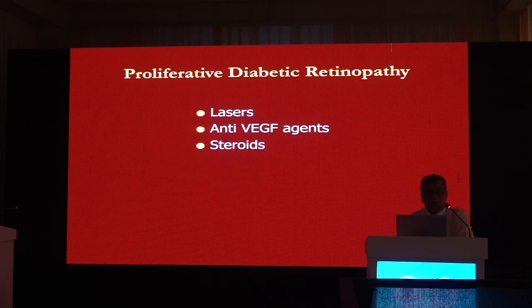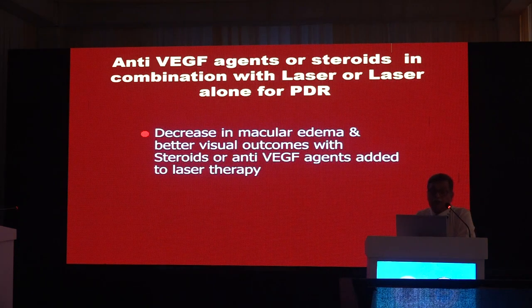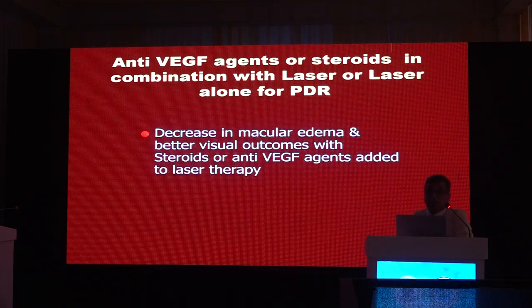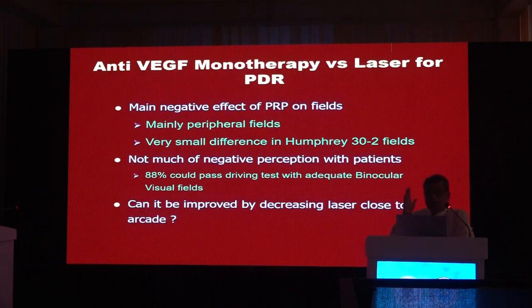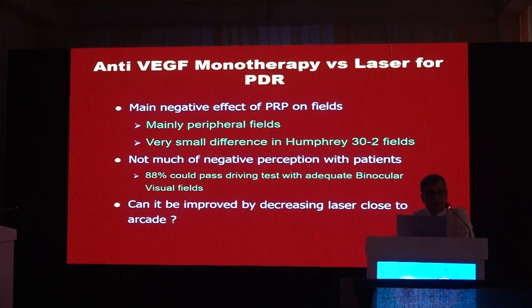When you come to proliferative diabetic retinopathy, you have 3 things in your armamentarium: lasers, anti-VEGF agents, and steroids. You need anti-VEGF agents or steroids in combination with your lasers to decrease the macular edema and get better visual outcomes. The protocol has showed us that you could do monotherapy with anti-VEGF treatment. But what was the main advantage? Lesser effect on the peripheral field.